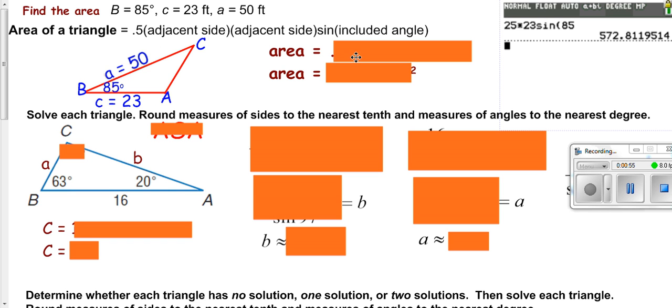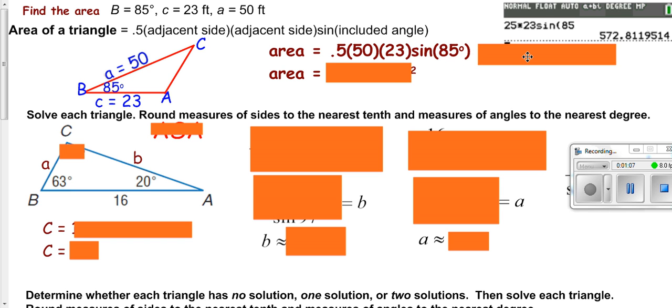So we'll go 1/2. Now which adjacent side we put first here doesn't make a difference. Put in our other adjacent side. The reason it doesn't make a difference is because we're multiplying, and you can multiply in any order you want. And then we go the sine of our angle. And then all we have to do is type it into our calculator, making sure our calculator is in degree mode, and we get our answer. In this case, we had units for our length, so we want to make sure we have appropriate units for our area.